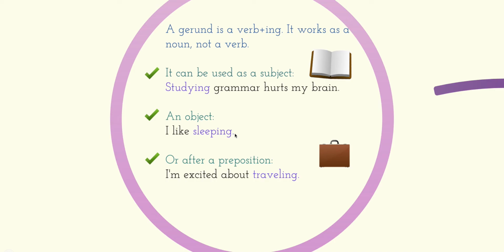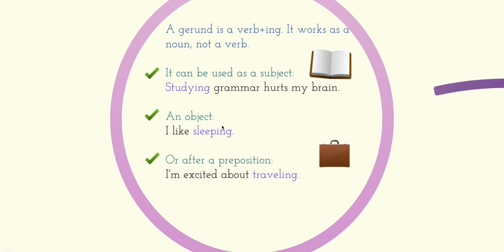This is usually used, for example, when you have verbs like this one, like. So you can have two verbs in the same sentence. You can say I like sleeping, pero no vas a decir a mí me gusta durmiendo. Vas a decir a mí me gusta dormir. In that case, the gerund is going to be the object of your sentence. It's going to be like the complement of your sentence.